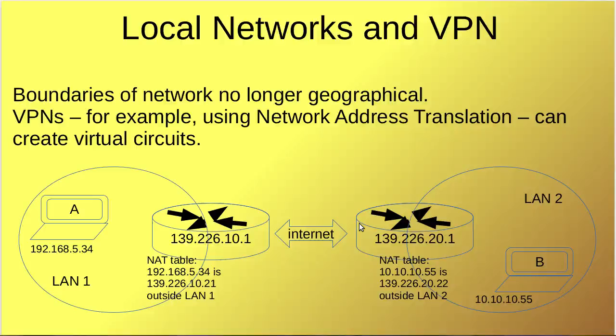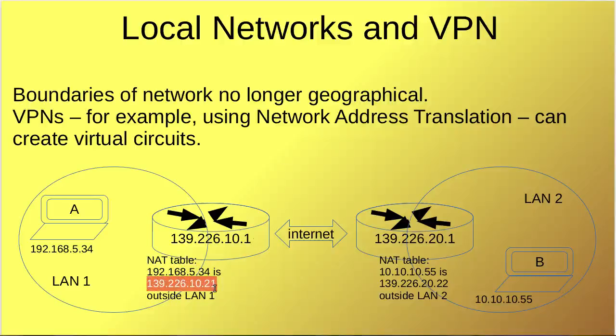As a result of this, you can have LANs that are separated geographically. And you can also use virtual private networks, for example, using network address translation to create virtual circuits. So typically, the way network address translation works, you are sitting, let's say, at home, and your machine has this address 192.168.5.34 in your local area network, and your cable modem or your DSL modem has a NAT functionality with the NAT table that says if you see this IP address, that's really going to be on the outside, it's going to be this IP address.